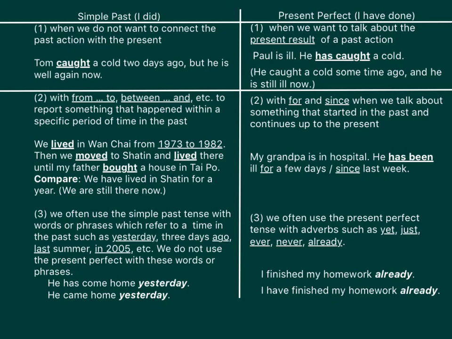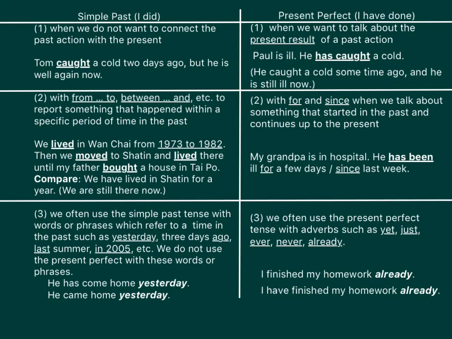With the present perfect tense, with for and since, when we talk about something that started in the past and continues up to the present. For example, my grandpa is in hospital. He has been ill for a few days, or he has been ill since last week.